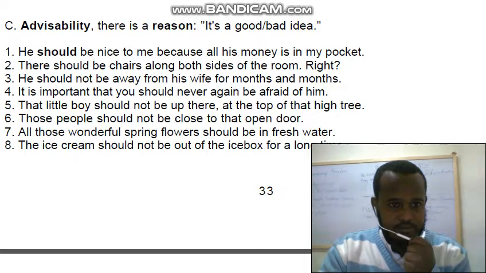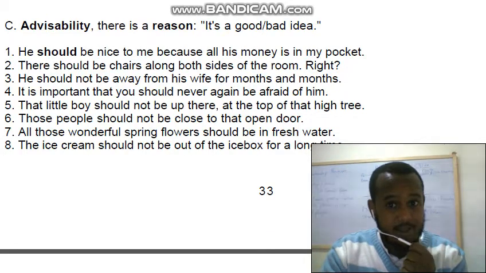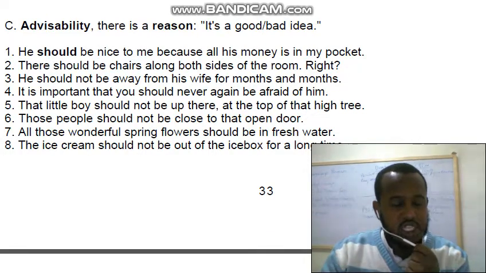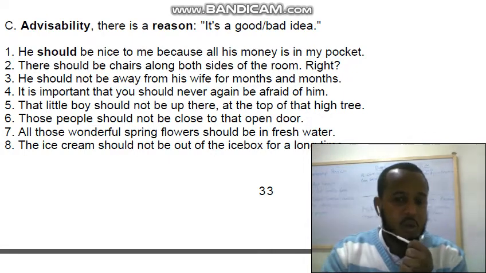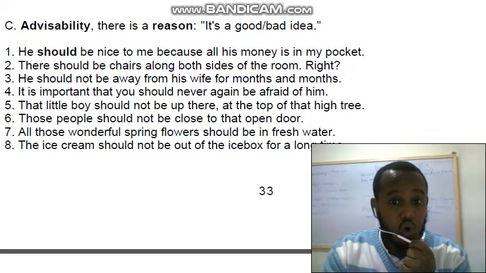And in an advisability, there is a reason, a good or bad reason, or a good or bad idea. So there's a reason that you should do this. The idea could be a good idea or it could be a bad idea, but there's a reason behind it. He should be nice to me because all his money is in my pocket.